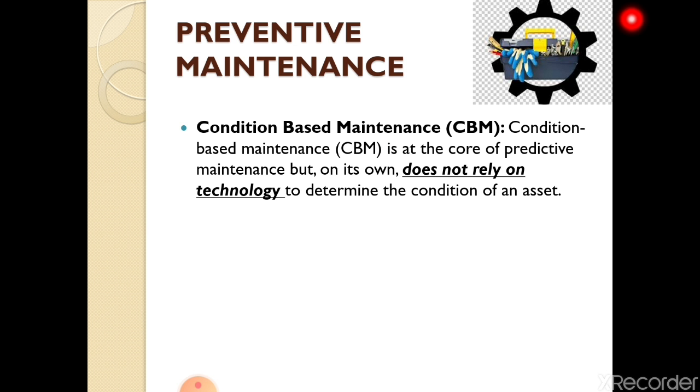However, condition based maintenance is the core of predictive maintenance, but on its own does not rely on technology to determine the condition of an asset. Now, the main goal of condition based maintenance is to monitor and spot upcoming equipment failure. So condition based maintenance means that maintenance should only be performed when certain indicators show signs of decreasing performance or upcoming failures. At that time, condition based maintenance can be used.